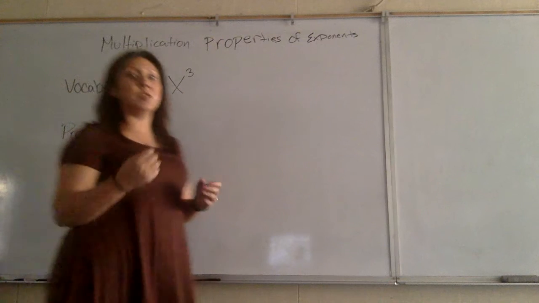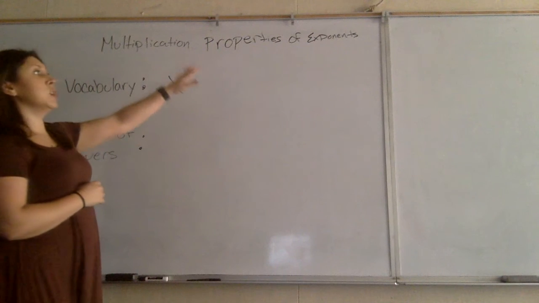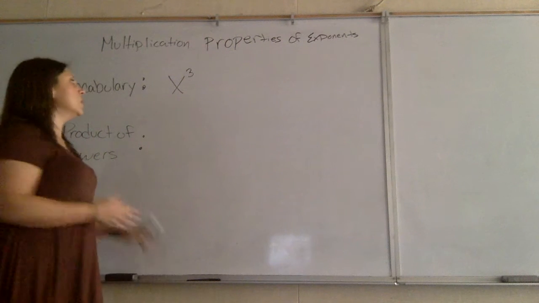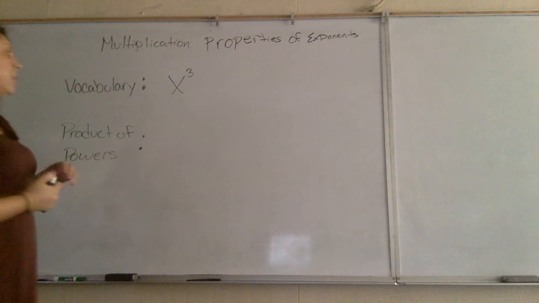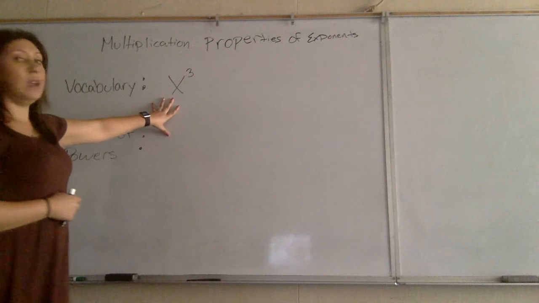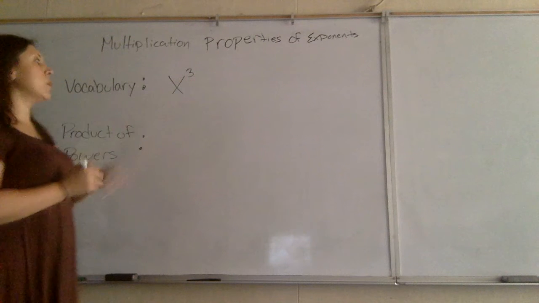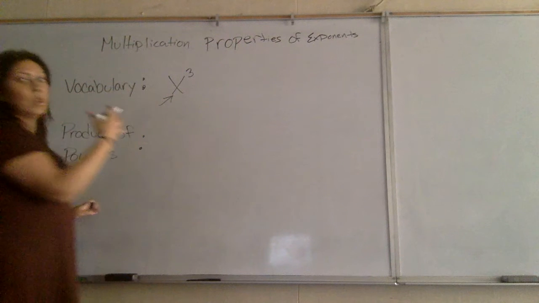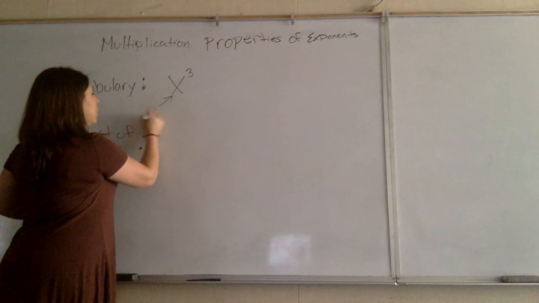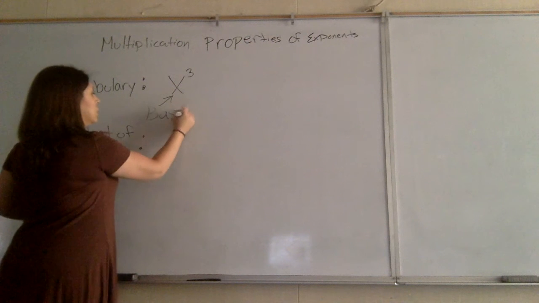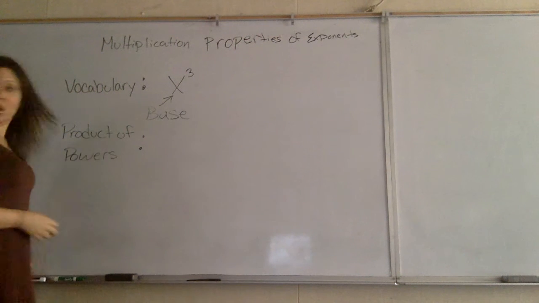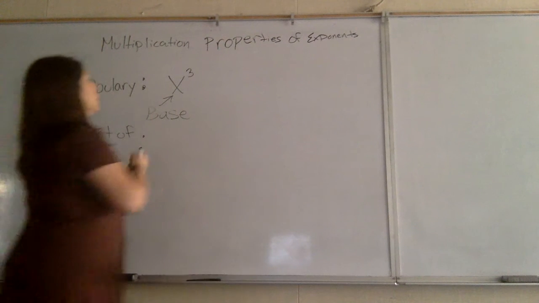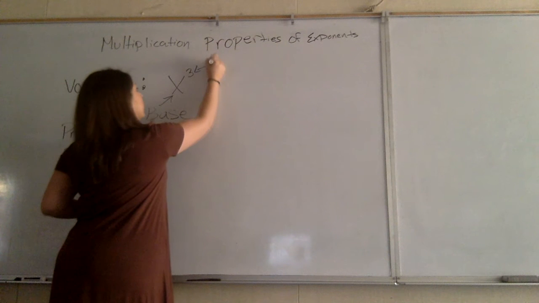Okay, this is going to be our lesson on multiplication properties of exponents. So let's do a little review of our previous ones, or just the main vocabulary that we're going to be using. When I have x to a power, this x, no matter what it is, if it's a whole number, fraction, whatever, this is our base. So that is our base. If we look at the 3, this is going to be our exponent.